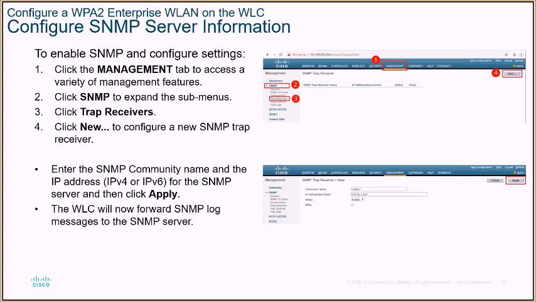So to enable those settings on the wireless LAN controller, you click the Management tab to access a variety of management features. And so then from there you can click SNMP to expand the submenus, and then you can click Trap Receivers. You can add a new receiver basically. Then you need to enter the community name, which is sort of like a password, and the IP address of that server as well. And so the wireless LAN controller will now forward SNMP log messages to that server.